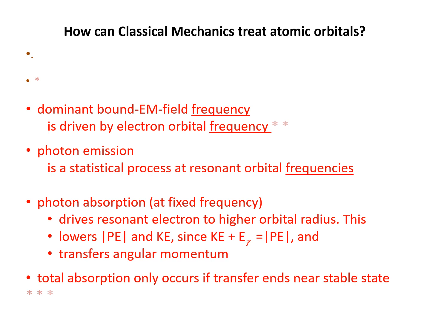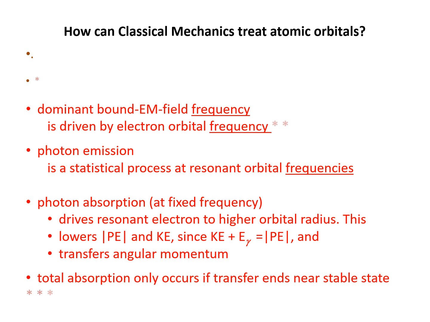There are also seldom-mentioned classical effects leading to a frequency-dependent model. The dominant bound electromagnetic field frequency is driven by electron orbital frequency. Many sources claim that there is no relationship between the emitted photon frequencies and the electron orbital frequencies, but an electron spends more time at resonant conditions, and photon emission is a statistical process at resonant orbital frequencies.